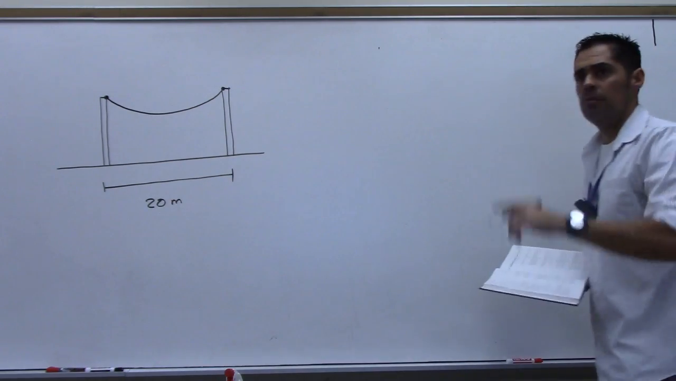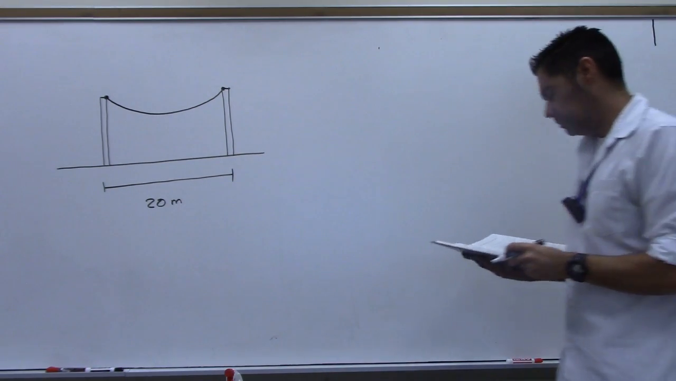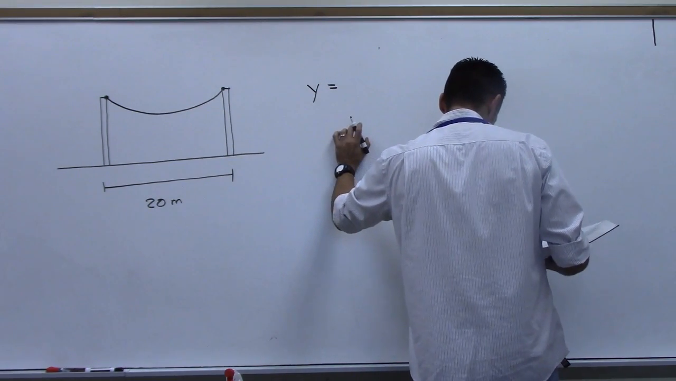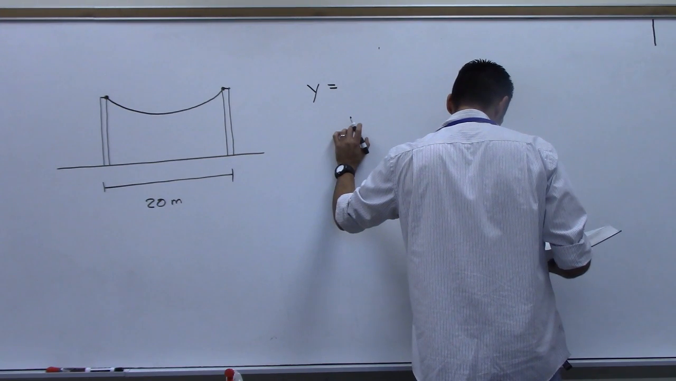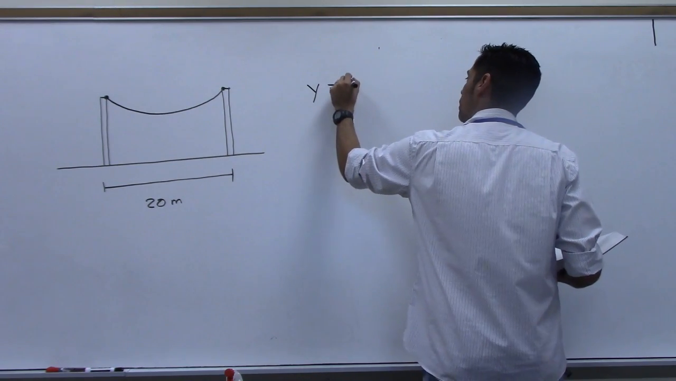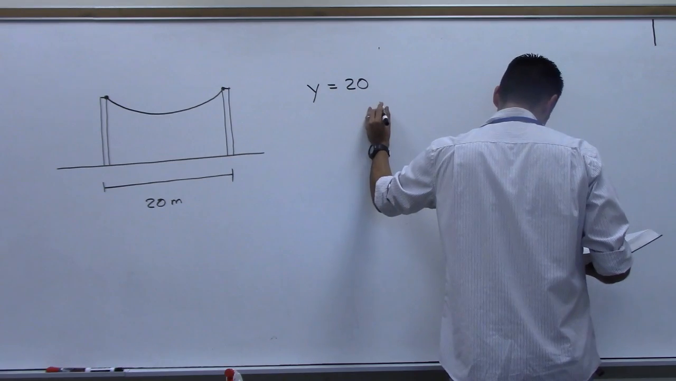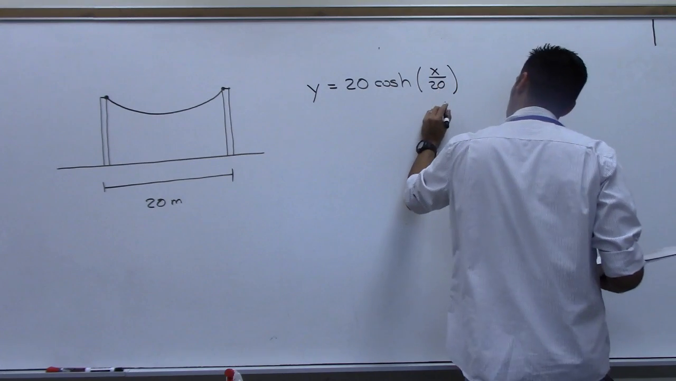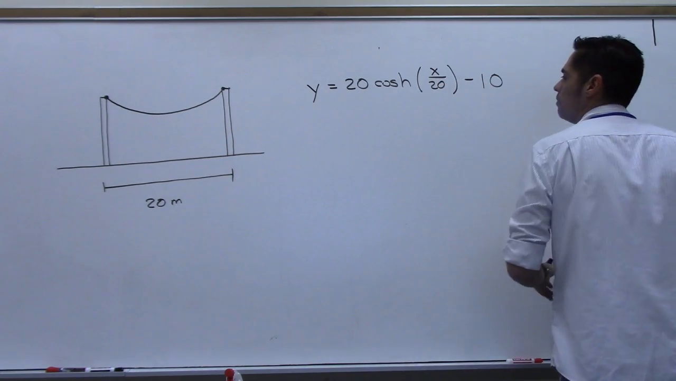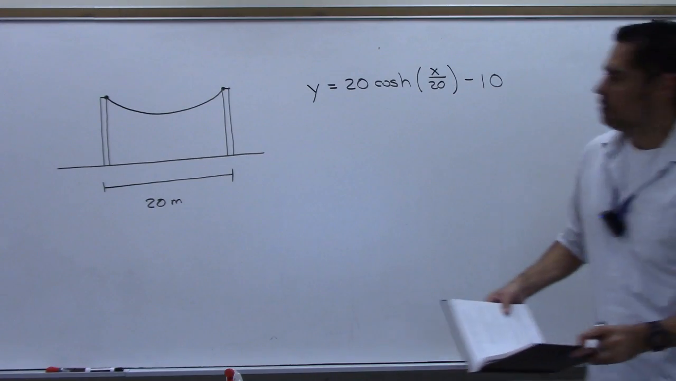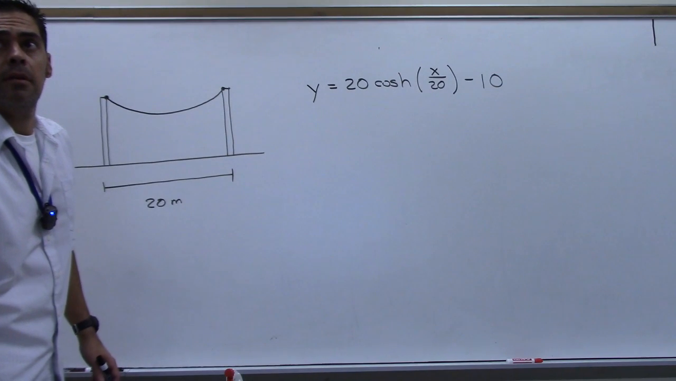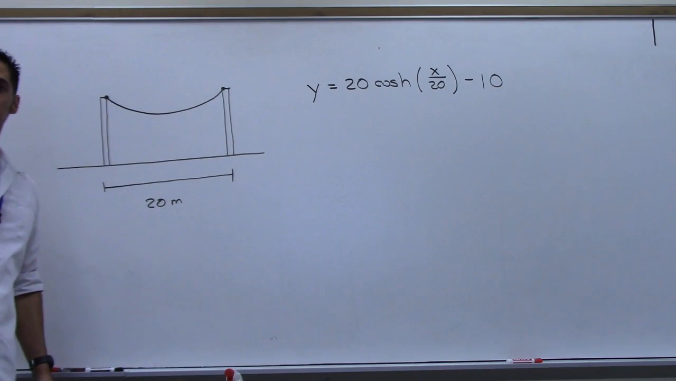And that the graph of that wire is modeled by cosine hyperbolic x over 20 minus 10. So this is a catenary. All right, it's this picture we started class with. It's not a parabola.